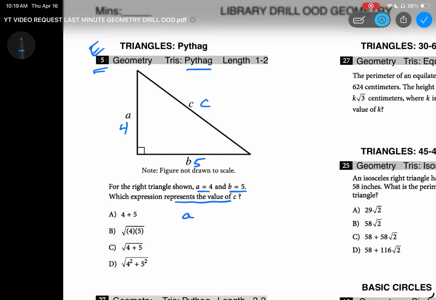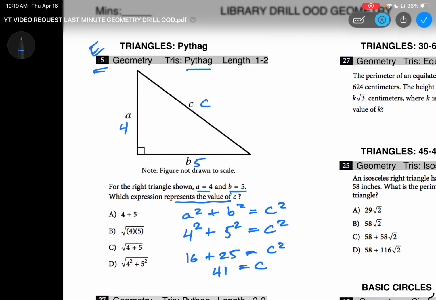We know Pythag is going to be A squared plus B squared equals C squared, which means that 4 squared plus 5 squared equals C squared. We can see the average student is going to go all the way to solve for C, but take a look at your answer choices. They want you to do that. Now, if I'll go the entire way, I got 16 plus 25. It's going to equal C squared. And what's 16 plus 25? They love using these numbers.